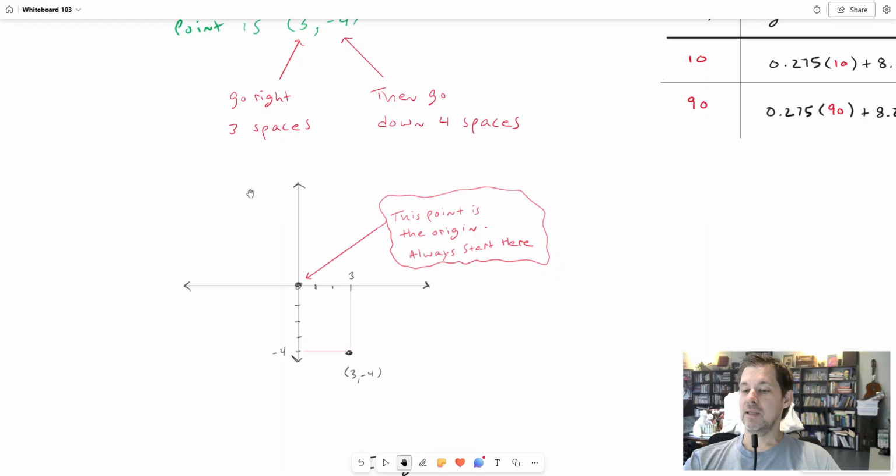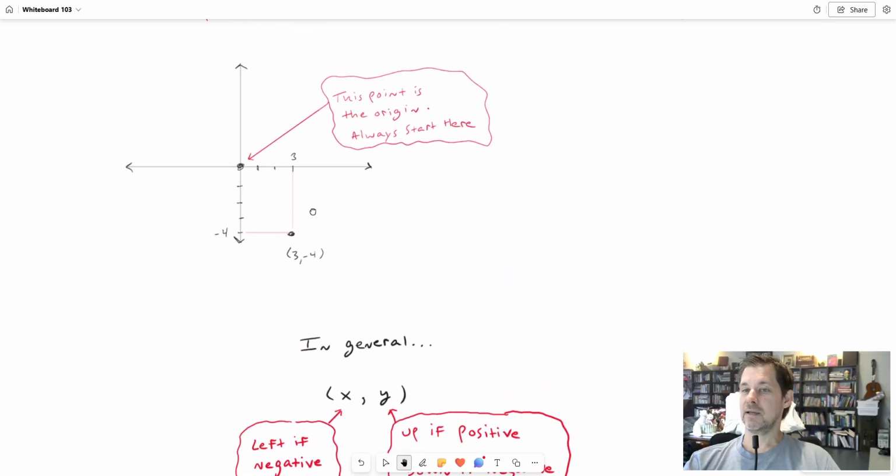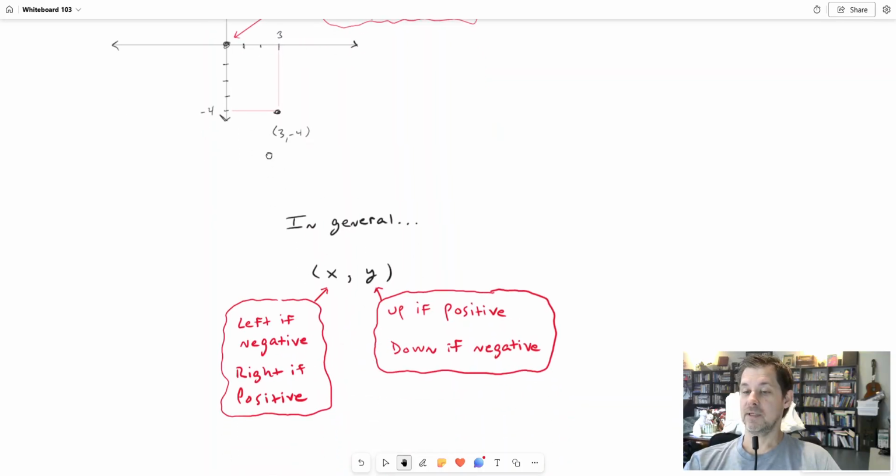Okay, now just in general, I've implied this in my first example, but in general, points look like this. That first number is the x coordinate, and you would go left if it was negative, and you go right if it's positive. And the second number is called the y coordinate, and you would go up if it's positive and down if it's negative. So that first number tells us left and right, and the second number tells us up and down. And just like the address of this point, I can interpret it as, right 3, down 4 in this case, and in general, like that.